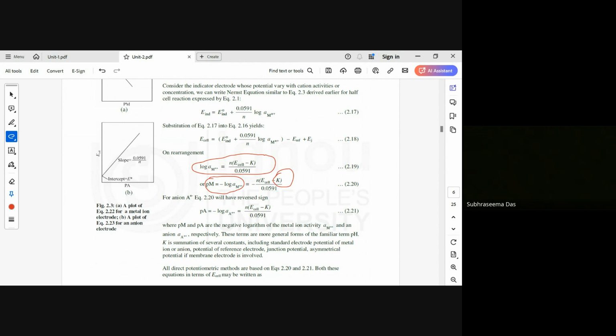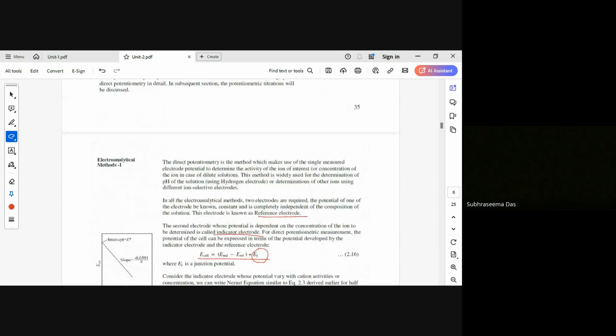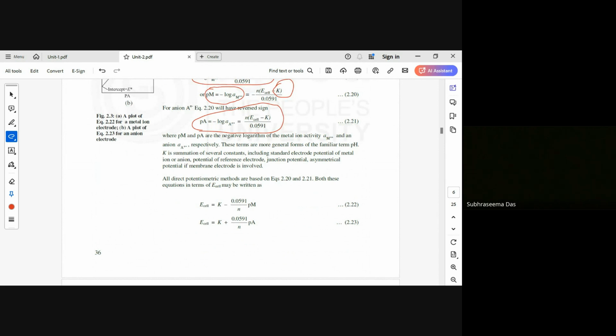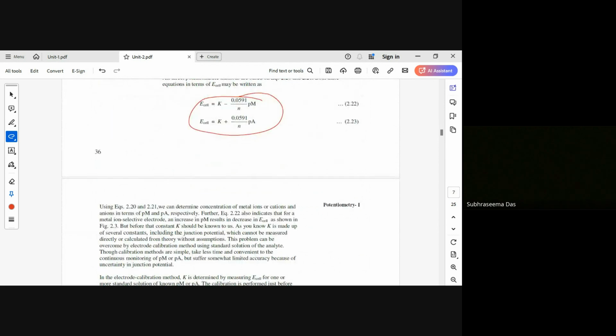So in total, for the measurement by direct potentiometry, we have this pM, and pA is the negative logarithm of the anion A. So pM and pA, these two are just the reverse of each other. So both these equations may be written as the EMF of the cell, E cell, is equal to K minus 0.0591 by n into pM, and this is plus 0.0591 by n into pA. So this is the final equation for direct potentiometry.